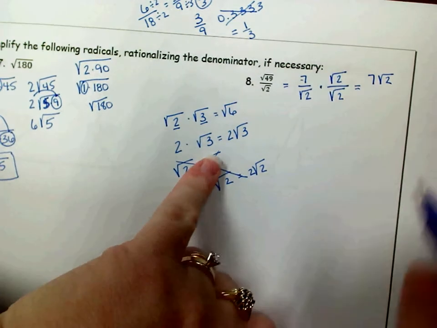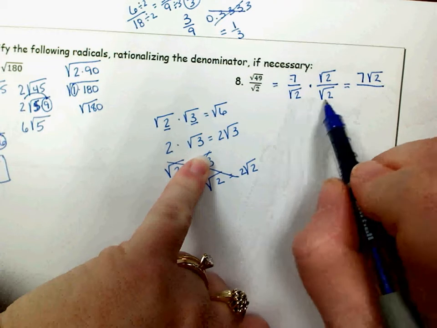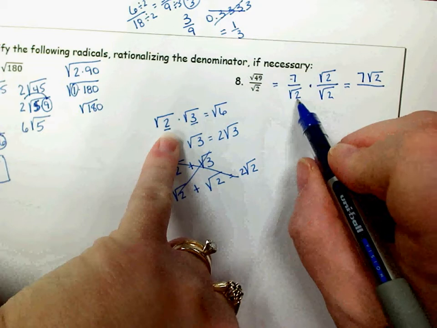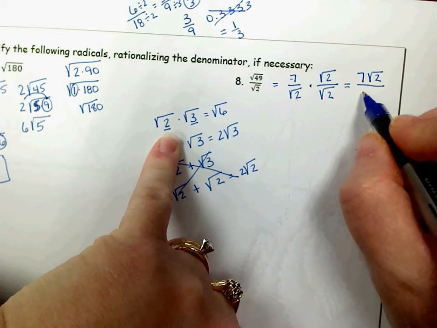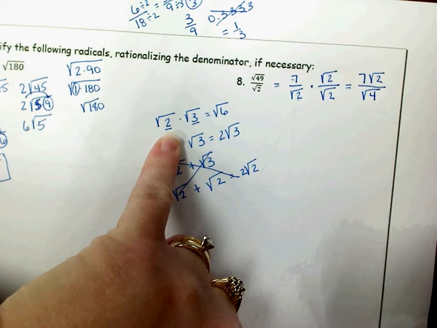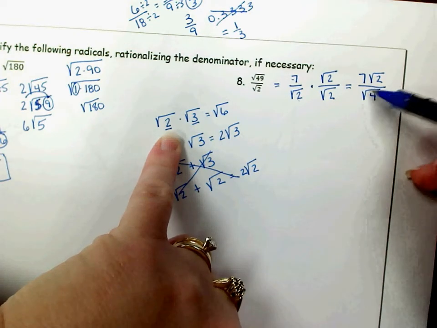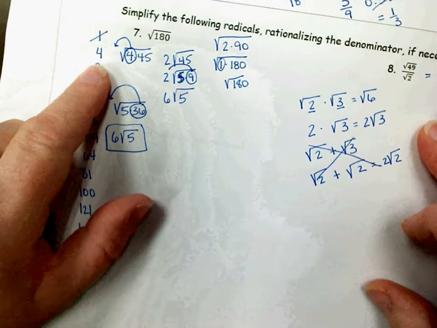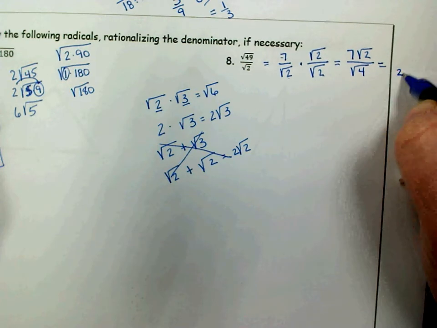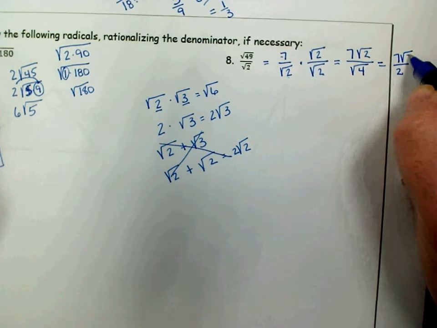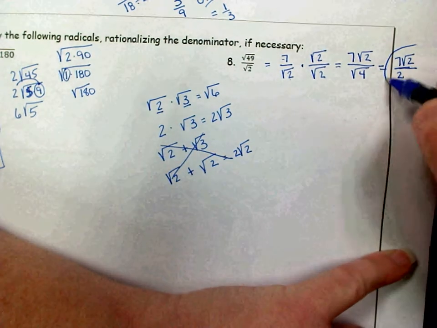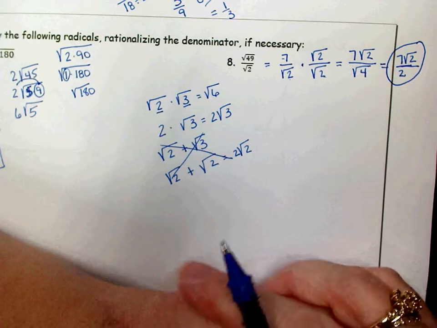In the denominator, since these are both under the radical, I can multiply those together. So I can multiply this 2 times this 2, and I get the square root of 4. Now, you might be thinking, but you didn't get rid of the radical. Well, I can now because I created a perfect square. 4 is a perfect square. I can take the square root of 4. What number times itself is 4? Just 2. So now I have 7 square roots of 2 in the numerator and just a 2 in the denominator. So that's my simplified answer. It no longer has a radical in the denominator, and it's completely simplified.